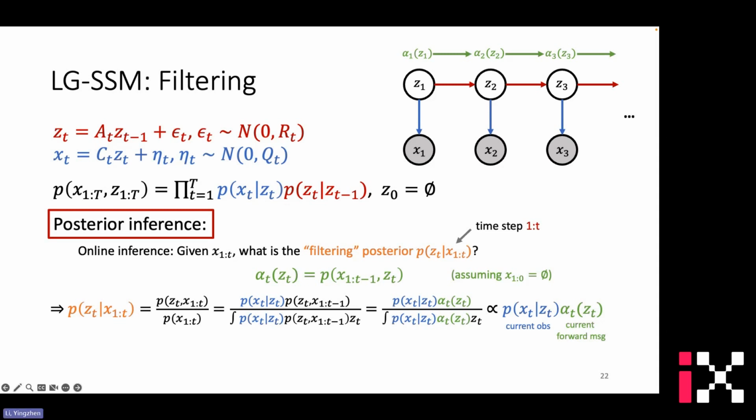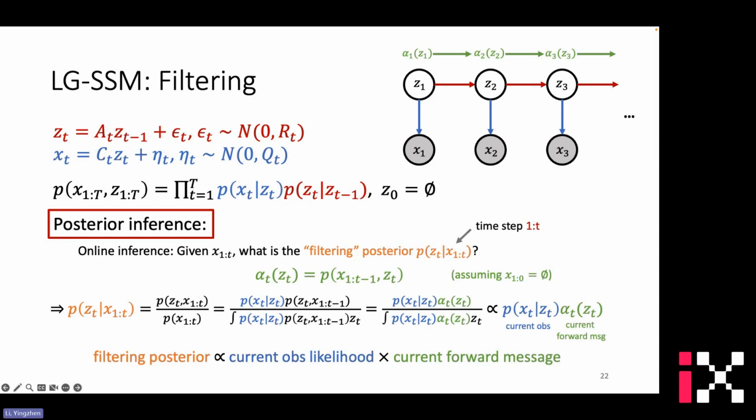This has a Gaussian structure. This is also Gaussian. So if you have a Gaussian prior and a Gaussian likelihood, then the posterior is also Gaussian. So there are analytic solutions for this. This is probably the take-home message for this procedure: the filtering posterior is essentially proportional to the current likelihood times the current forward message.